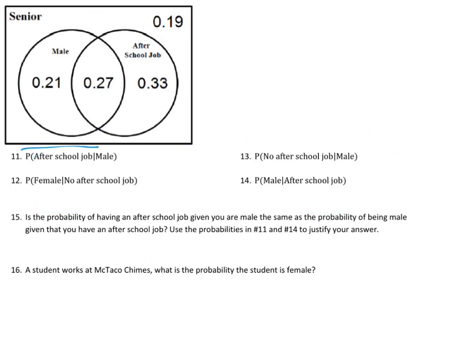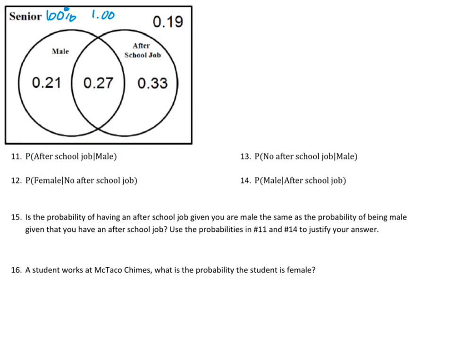So let's start with our first one here. By the way, these are probabilities already in decimal form, which is convenient. So the entire thing is going to add up to 100%, or 1.00. First probability: what's the probability of having an after-school job given they're male?